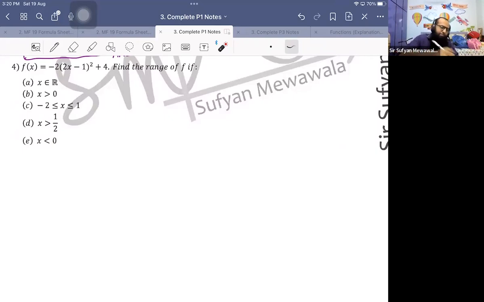So let's start from part number A, following the instructions that I've given. Part number A says x belongs to real number. So the first thing that we should note is the minimum point, sorry, maximum point. Why? Because over here -2 is written. This means the point will be a maximum point, and the coordinates will be 2x minus 1 equals 0, x is half, comma 4. So this 4 is a maximum value.